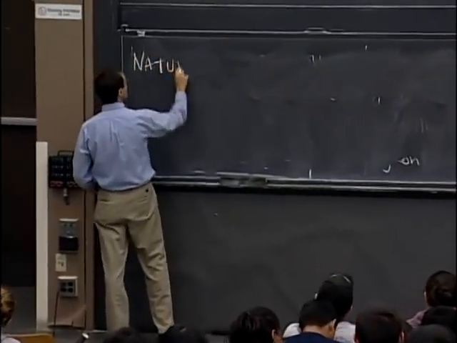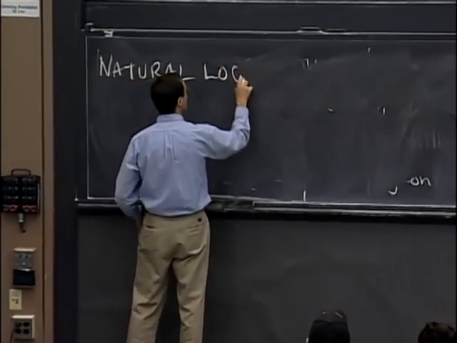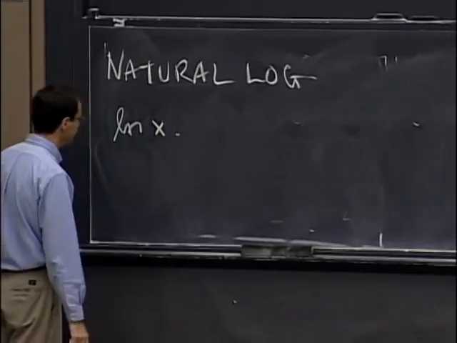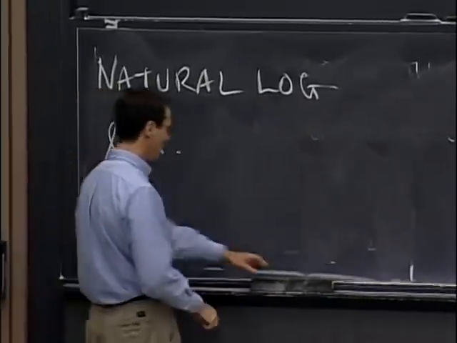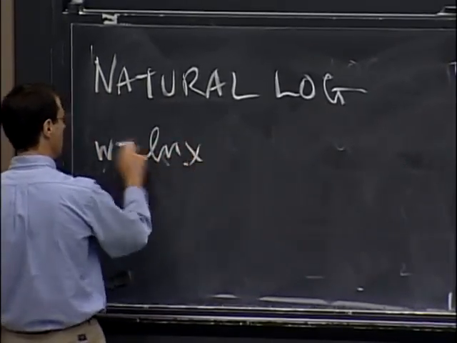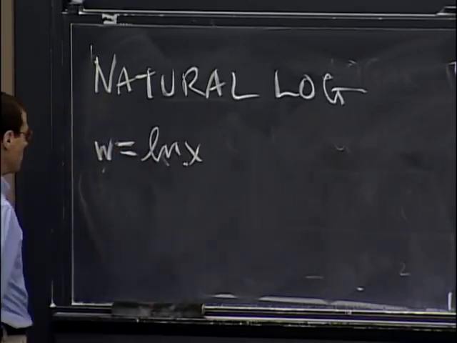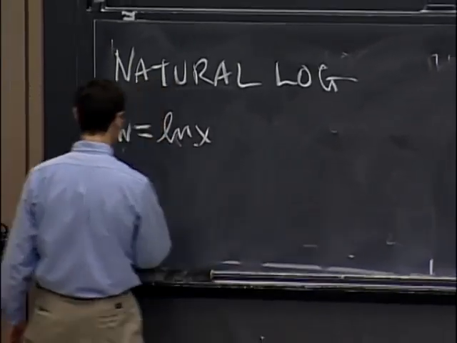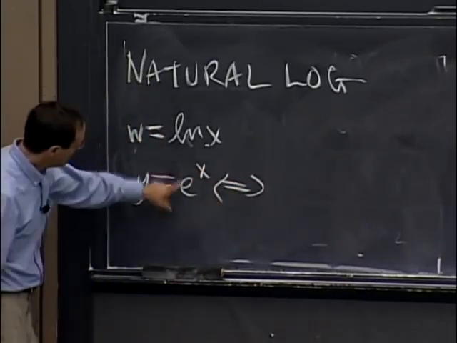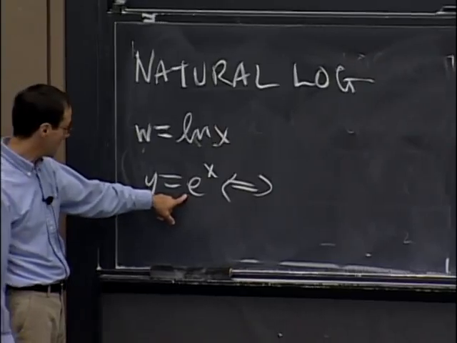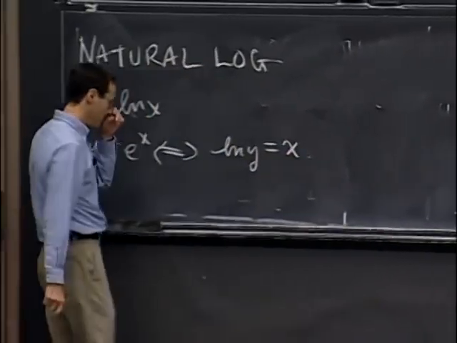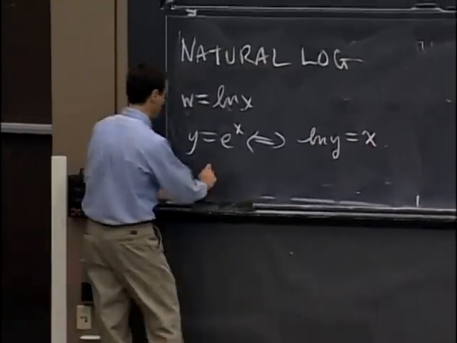So the natural log is denoted this way, ln of x. So maybe I'll call it a new letter name. We'll call it w is equal to log x here. But if we were reversing things, if we started out with a function y is equal to e to the x, the property that it would have is that it's the inverse function of e to the x. So it has the property that the log of y is equal to x. All right, so this defines the log.